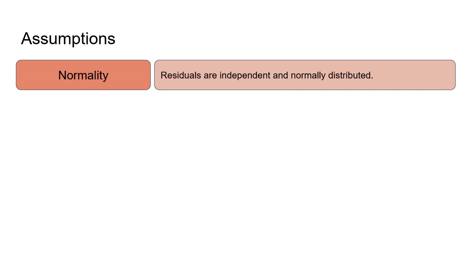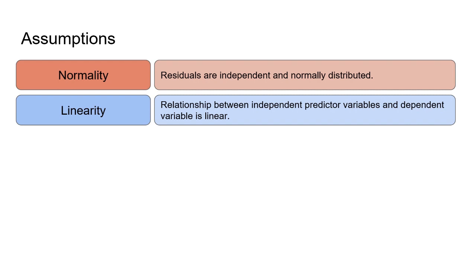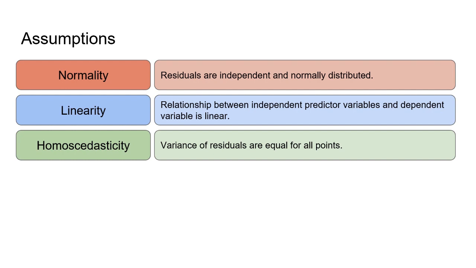There are some assumptions with regression. The first one is called normality, where we are concerned with the residuals being independent and normally distributed. There are tests available to check this. The second assumption is something called linearity. Here we are assuming that the relationship between independent predictor variables and dependent variables is linear. The third one is homoscedasticity. Here we are concerned that the variance of residuals is equal for all points.